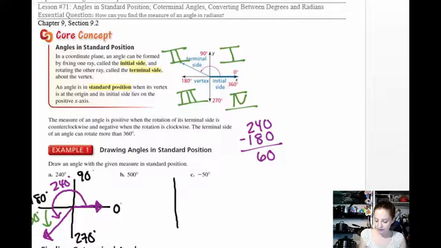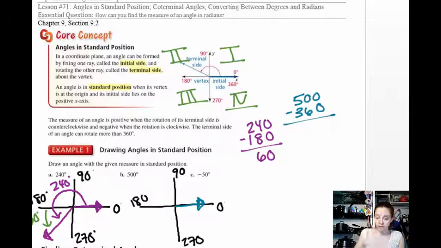Let's do this again for 500 degrees. 0, 90, 180, 270. Okay, so this is my initial side. To go around 500 degrees, that is more than once. So I'm going to take 500 minus 360. I'm going to go around once, which is 360. I'm left with 140 degrees.